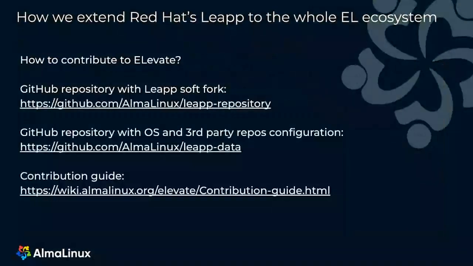So yes, contribution. We maintain two main repos in our space. One is the Leapp repository. It's the fork, the actions, all the additional stuff to support third-party repos and additional distributions goes there. Also, we have Leapp data. It's configuration files, with third-party repos and so on. So if you want to add third-party repo support, you should go to Leapp data. Contribution guides on how to do this are also available there.